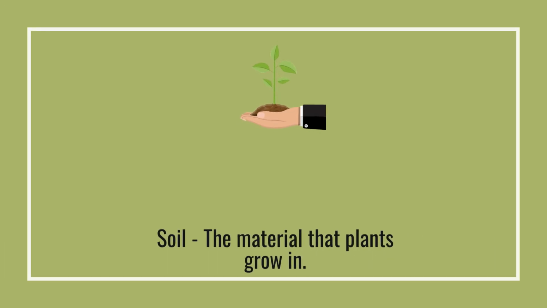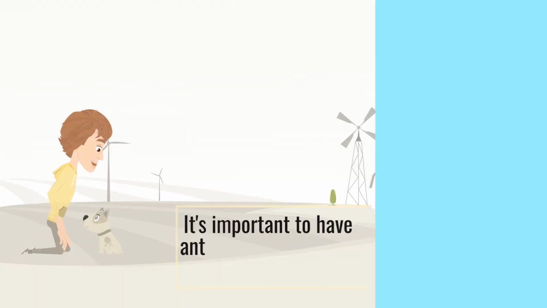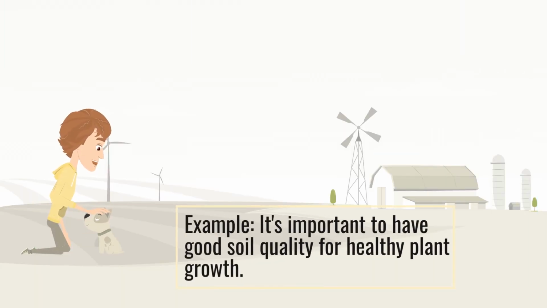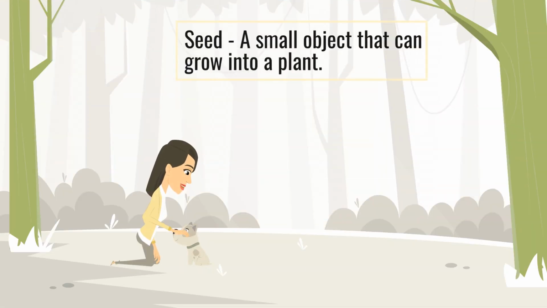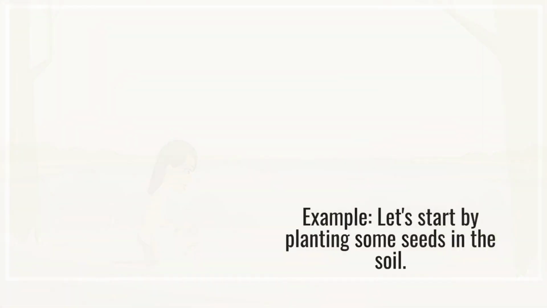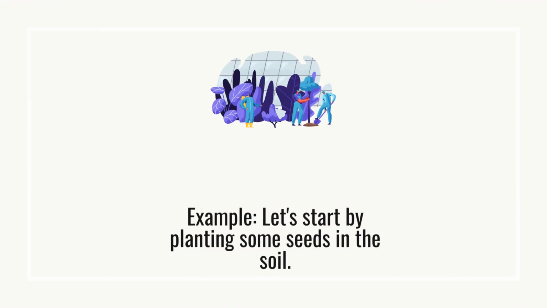Soil, the material that plants grow in. Example, it's important to have good soil quality for healthy plant growth. Seed, a small object that can grow into a plant. Example, let's start by planting some seeds in the soil.